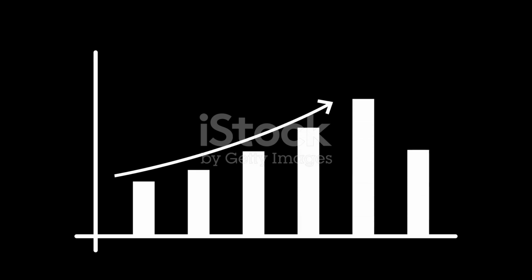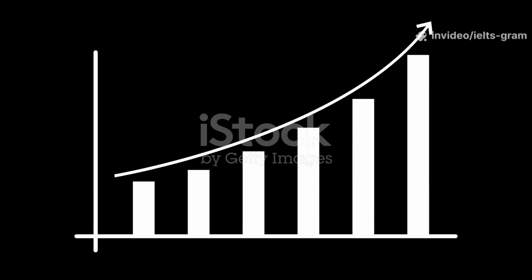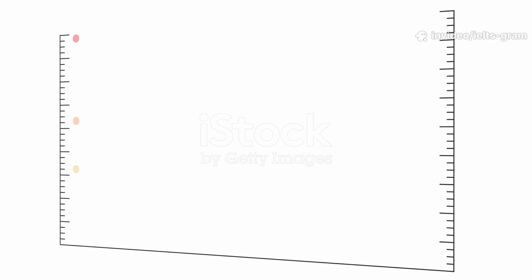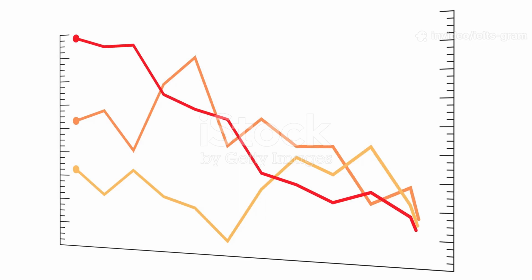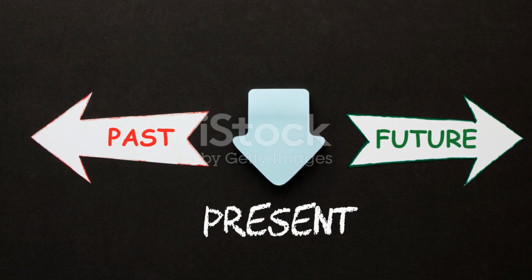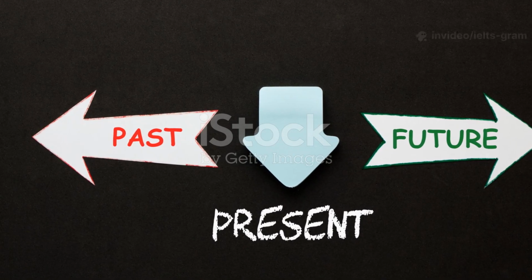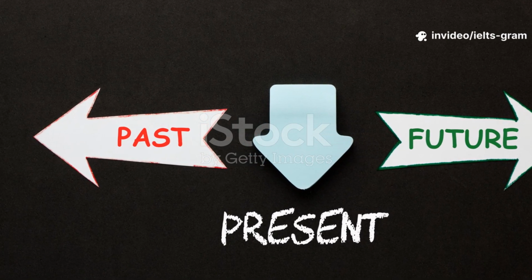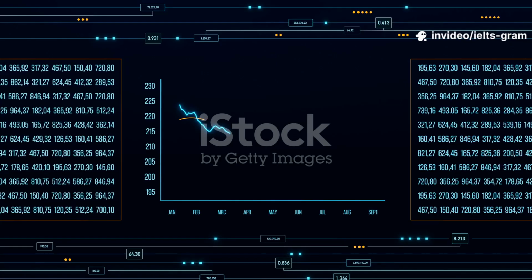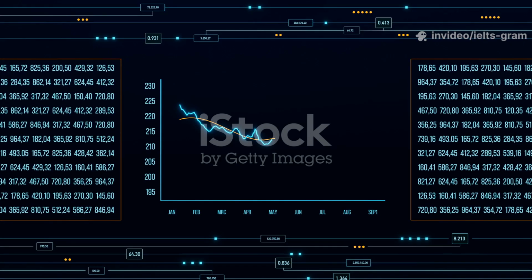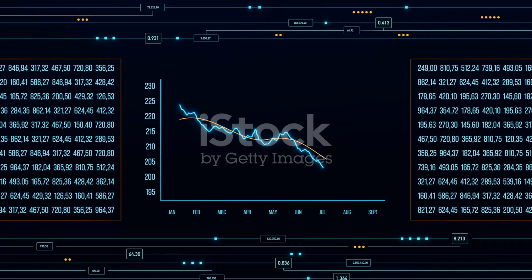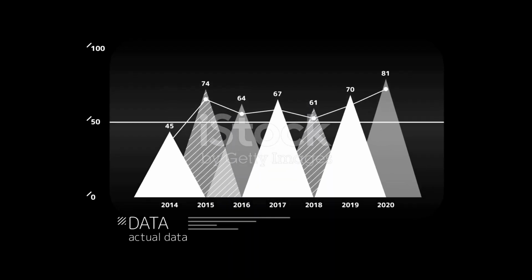For tense, the rule is simple. If you're describing the overall trend from a point in the past up to now, or a change over a period that isn't specified as finished, use the present perfect. For example, sales have risen since 2010. But if you're describing a specific finished period in the past, like the change between 2015 and 2020, you must use the past simple. Sales rose between 2015 and 2020. This distinction is critical for showing grammatical accuracy.